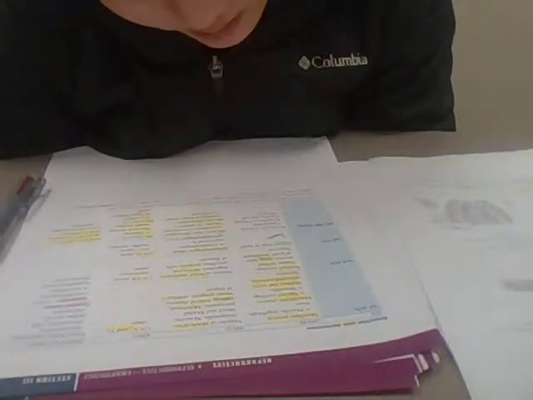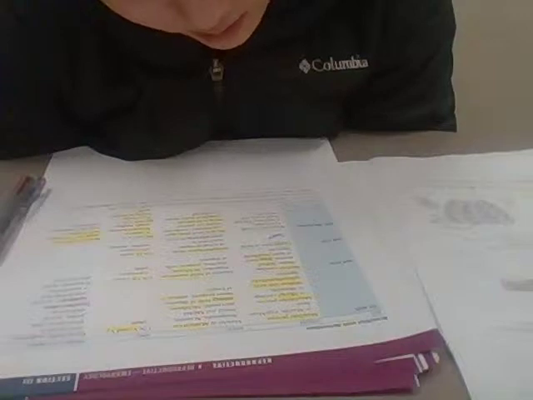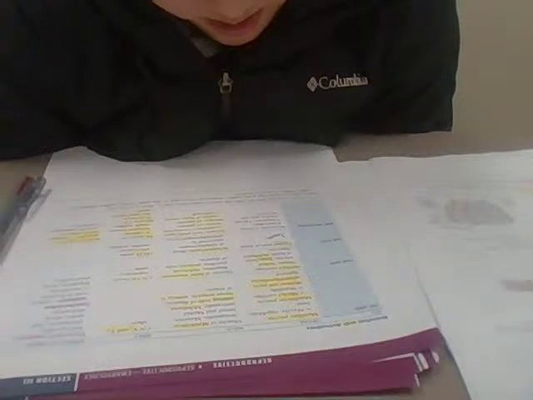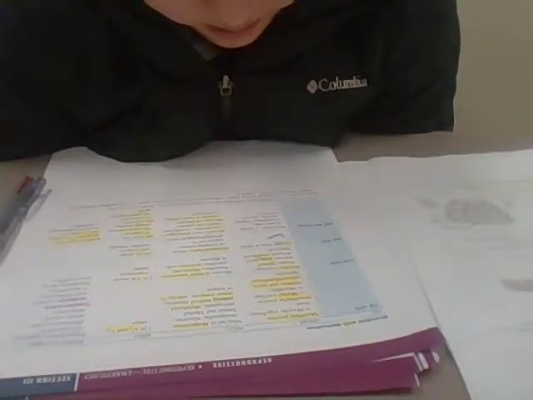4 to 6: arytenoid, cricoid, corniculate. I have no idea what those are. I forgot everything. Cuneiform, thyroid. ACCT: arytenoid, cricoid, corniculate, cuneiform, thyroid.